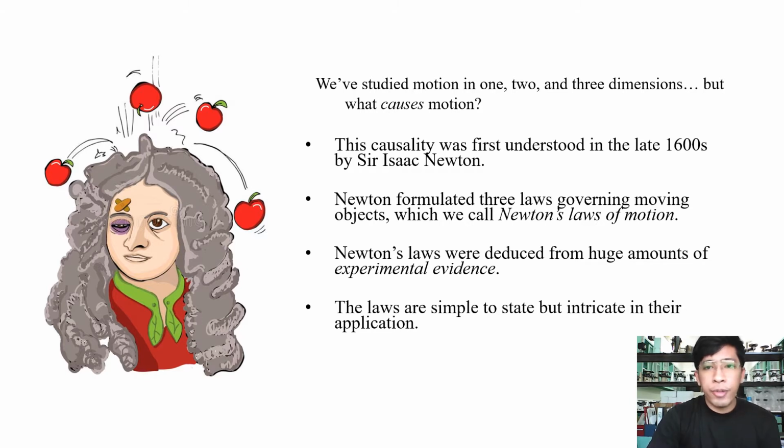Sir Isaac Newton formulated the three laws governing moving objects, and we know these as Newton's laws of motion. Newton's laws were deduced from huge amounts of experimental evidence. And these laws are simple to state, but they're actually intricate in their application. And we'll see the application of Newton's laws in the next lesson.